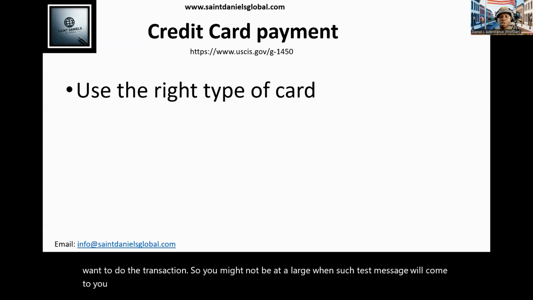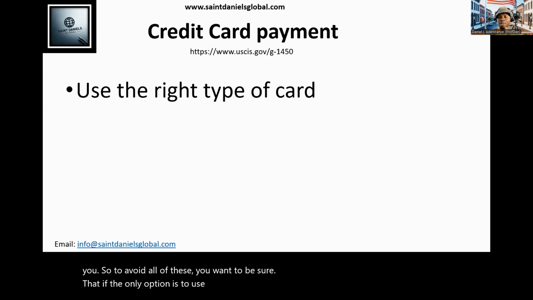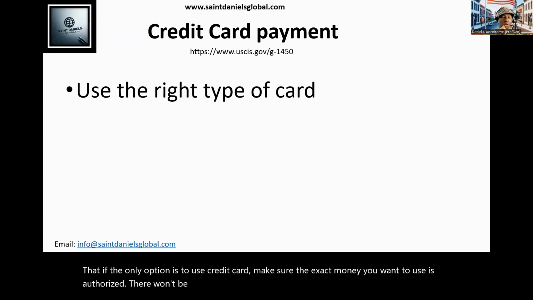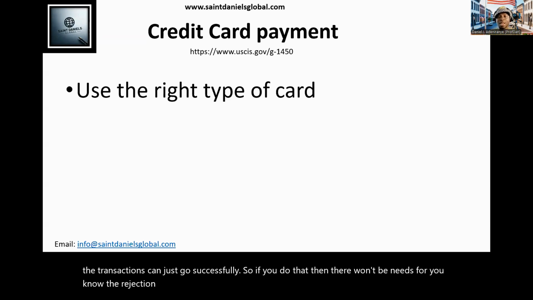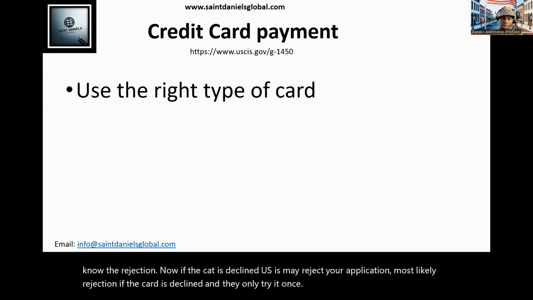So to avoid all of this, if the only option is to use a credit card, make sure the exact money you want to use is authorized. There won't be any problem. They don't need to confirm anything from you. The transaction can just go through successfully, so there won't be a need for rejection. Now, if the card is declined, USCIS may reject your application, most likely rejection if the card is declined, and they only try it once. So be on the safe side.